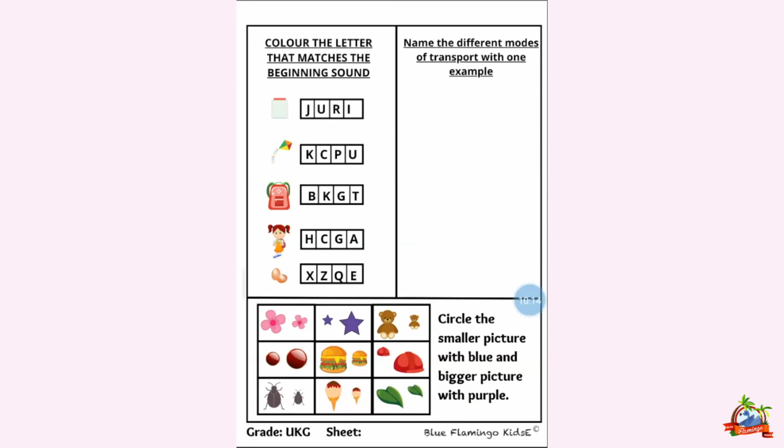Y for yak. Y A K, yak. Z for zebra. Z E B R A, zebra. So we have read A to Z with spelling of one letter.